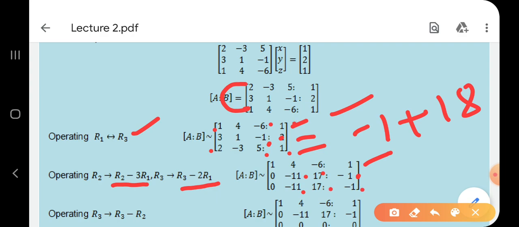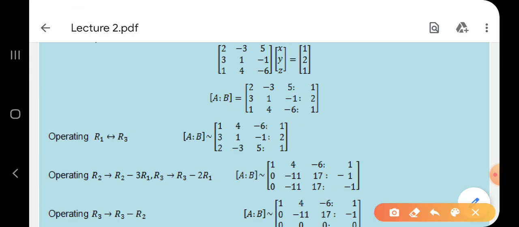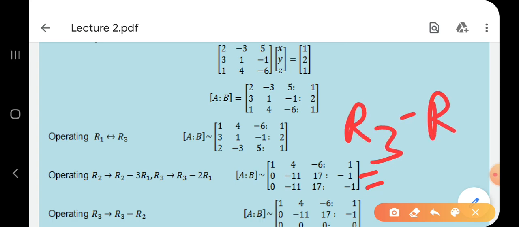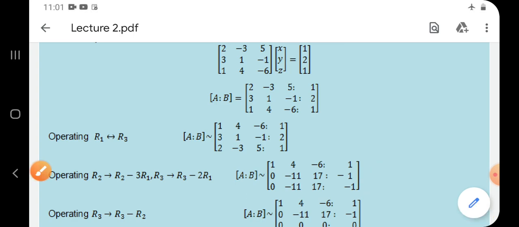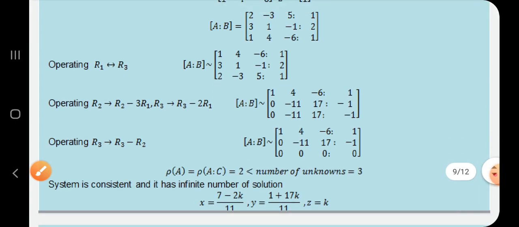If you observe here, last two rows are same. So in one operation we make the last one 0: R3 minus R2. Do it and you will get the last row is 0.